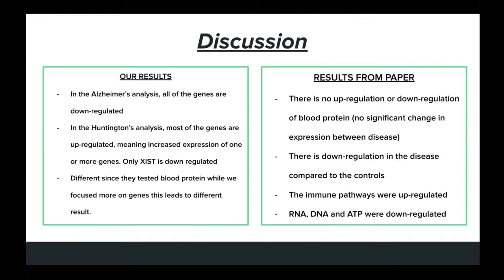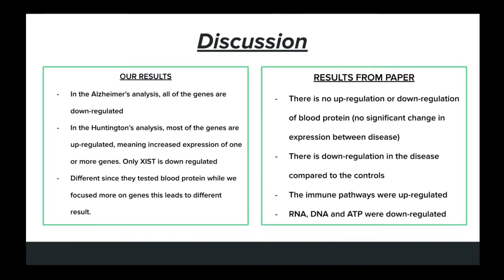In the Alzheimer analysis, all of the genes are downregulated, while in the HG analysis, most of the genes are upregulated, meaning increased expression of one or more genes. Only XIST is downregulated. Our paper is different from the paper that we read since they tested blood protein while we focused more on genes, which leads to different results.